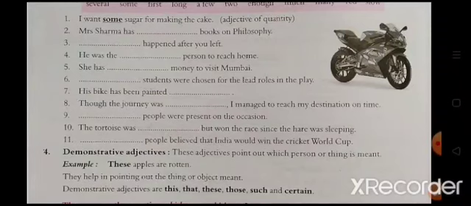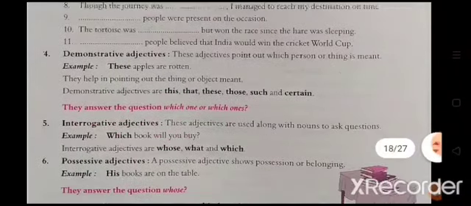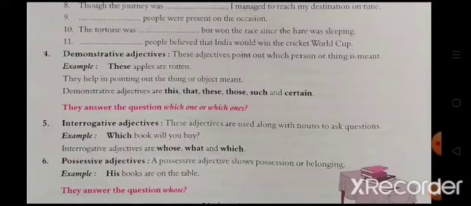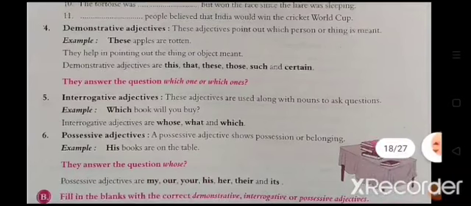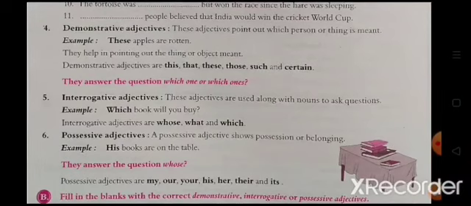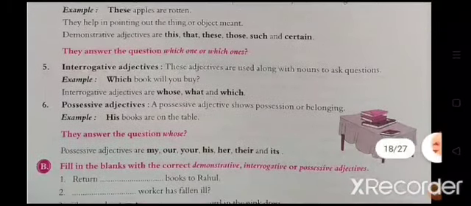Now let's move to the demonstrative adjective. Demonstrative adjectives point out which person or thing is meant. For example, these apples are rotten. Here the demonstrative points out something. They help in pointing out the thing or object. Demonstrative adjectives are this, that, these, those, such and certain. They answer the question which one or which ones. We have already studied these types of adjectives in detail in our earlier video.